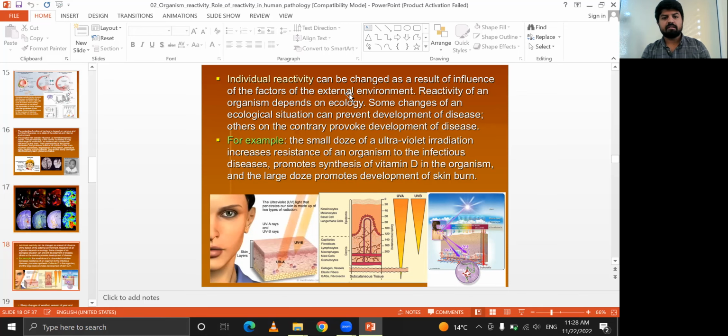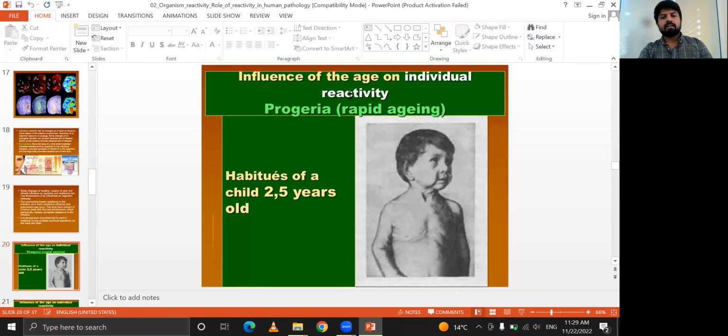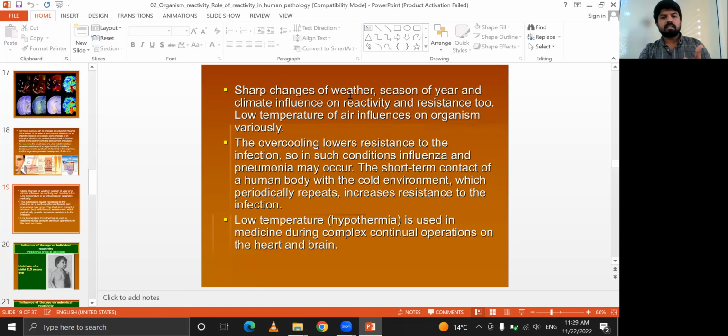For example, a small dose of ultraviolet radiation increases the resistance of the organism to infectious disease and promotes the synthesis of vitamin D. As you know, sunlight is used by the skin for the synthesis of vitamin D in the organism. A large dose promotes the development of skin burns. Individual reactivity can also be changed as a result of the influence of external environmental factors, like sharp changes of weather, season, air, and climate, which influence resistance too.